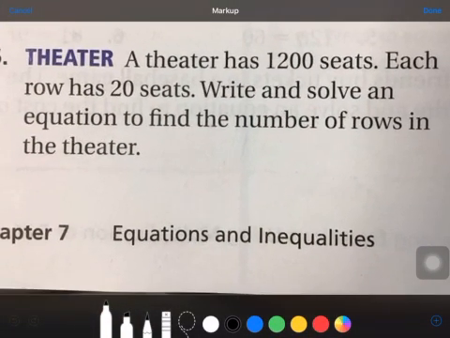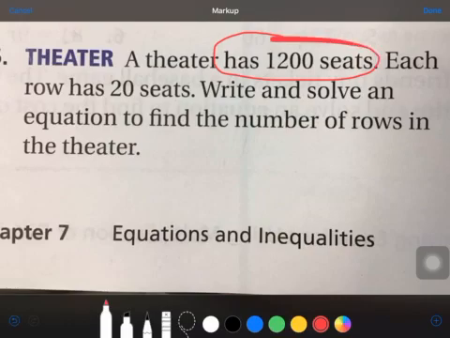All right, so a theater has 1,200 seats. I'm going to circle that because that sounds like that's important information. Each row has 20 seats. Write and solve an equation to find the number of rows in the theater. One of the biggest challenges with math in general is knowing where to start. So if you can just start with what you do know, then it usually becomes clear what you do next.